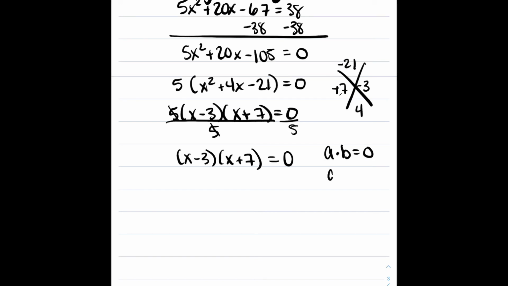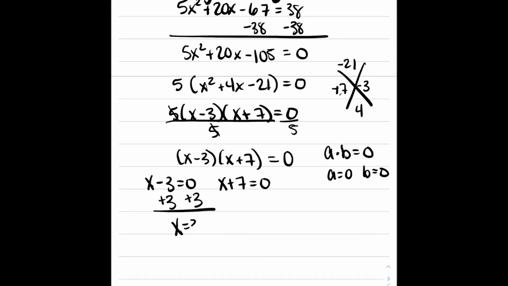Now I have the zero product property, which tells me that if I'm multiplying two things and they equal 0, I can set both things equal to 0. So that means I'm going to have x minus 3 equals 0, x plus 7 equals 0. And then I'm just solving these linear equations. So x equals 3 or x equals negative 7.